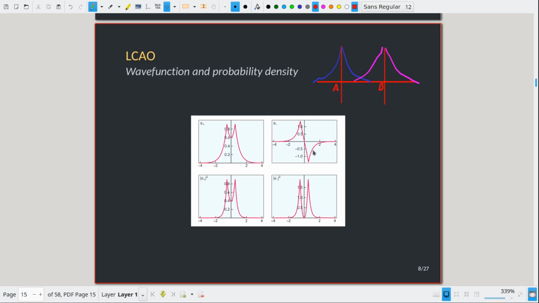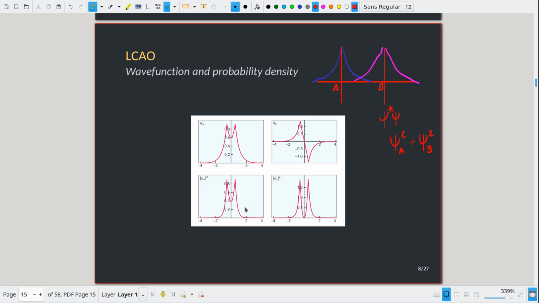Well, then you will end up with destructive interference, so this sort of situation depicted here. Let's remind ourselves that the probability density is given by psi times its complex conjugate. So in the case of the two separate atoms, the probability density will be simply given by psi A squared plus psi B squared. So the two probability densities for the two separate atoms added up.